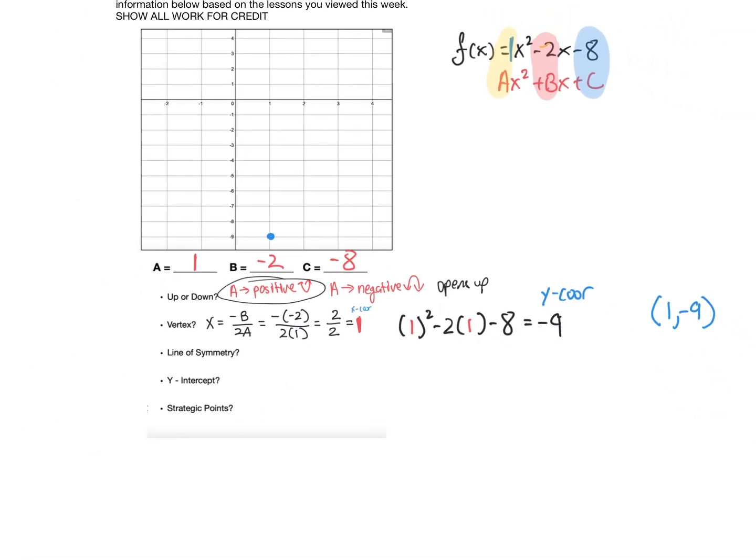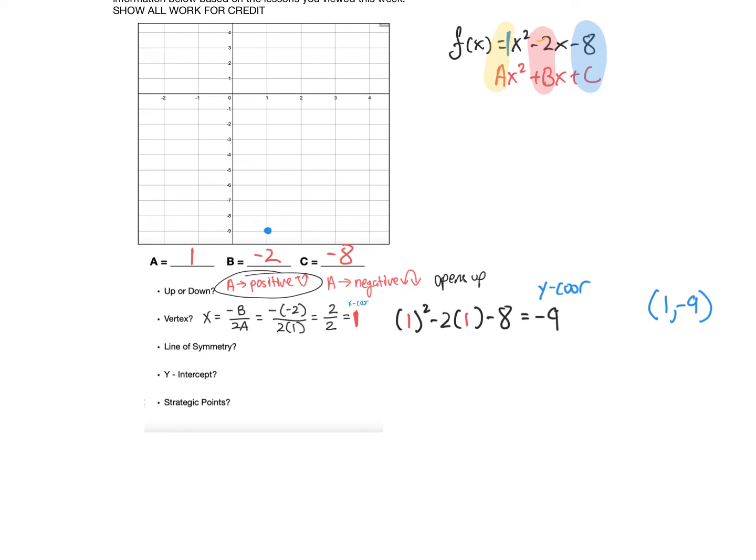So that is our second step. Our line of symmetry is always going to be the line that cuts the parabola in half. And the way that we find that is that we always take this x value right here, and we say that it is going to be x equals 1.